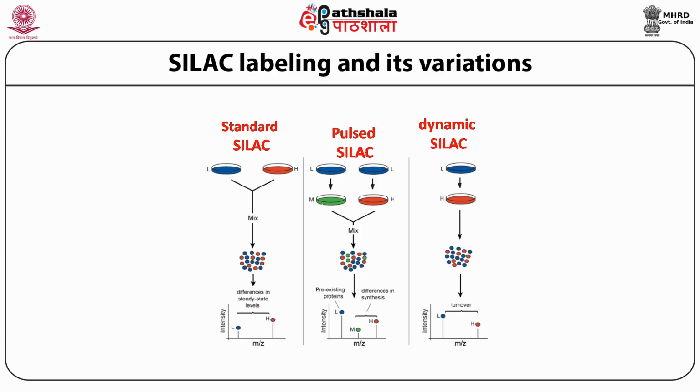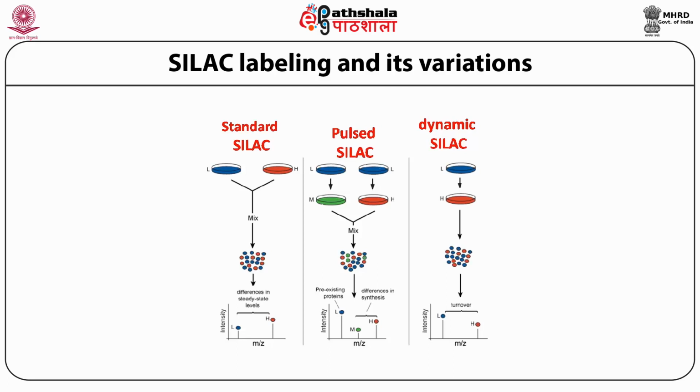Next, the p-SILAC or the pulsed SILAC is a variation of the SILAC method where labeled amino acids are added to growth medium for only a short period of time. This allows monitoring of the efficiencies in de novo protein production rather than the raw concentration.